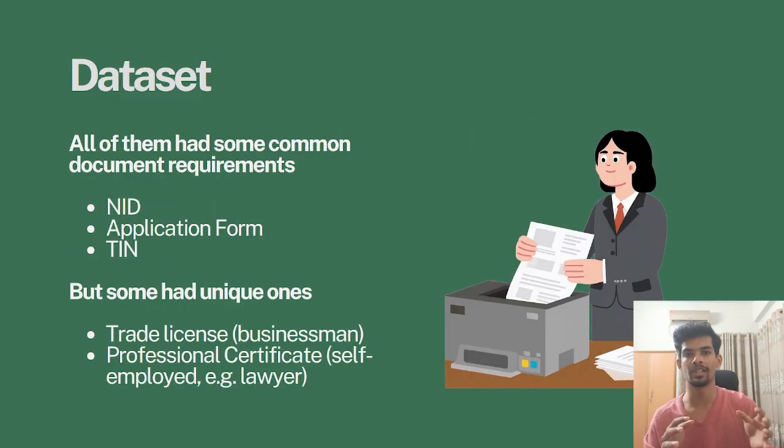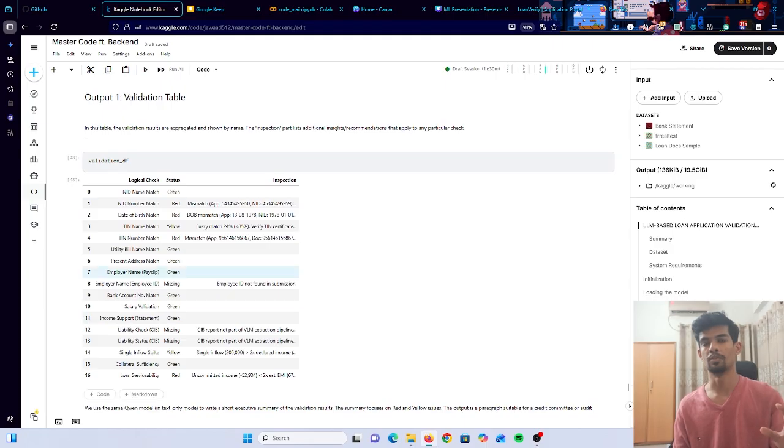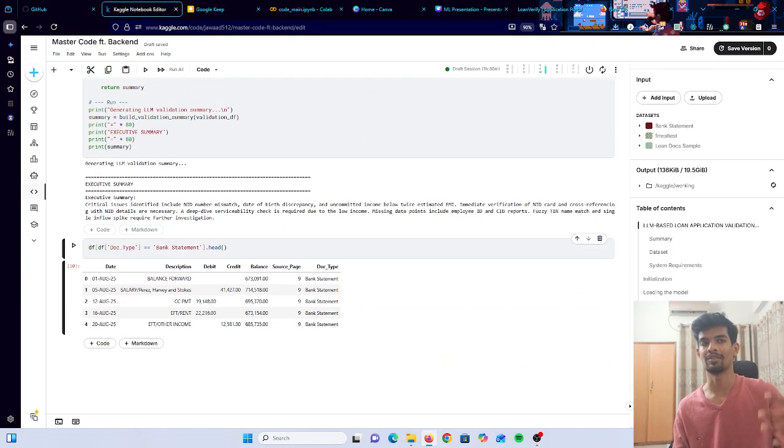Second thing I did was look at real life application forms and the documents that are required. I noticed that there are some in common between all persona types, which are application form, TIN, NID, but some persona types required unique types of forms, for example, trade license for businessmen. And lastly, by using Python libraries, I created fake data. Then I used HTML to create fake forms, and then I looped those fake forms to populate them with the fake data of people. Well, you can see the output here in the codebook now, the table that was promised, and the summary that comes after it.